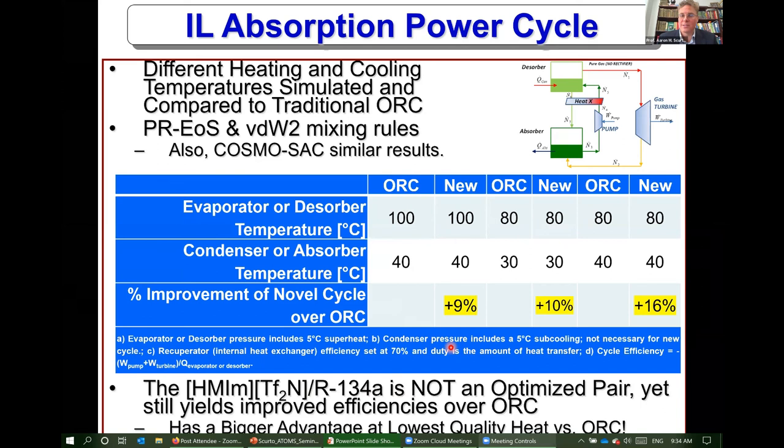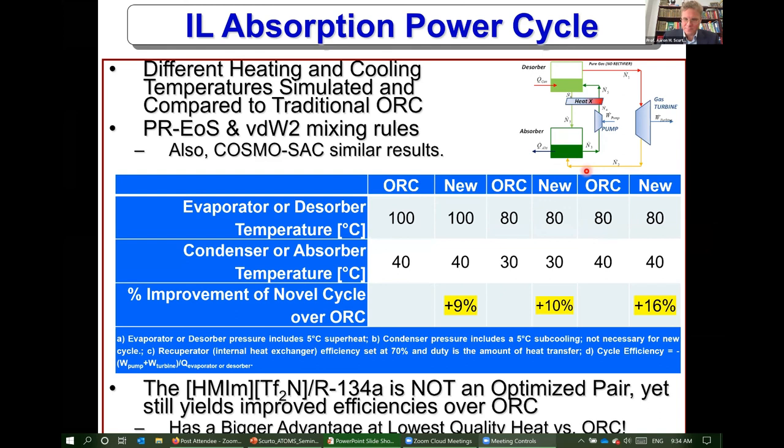We look at a variety of other different conditions, and it seems that the lower the quality heat and the lower the cooling capability is, the better this system seems to work. So we're encouraged that we might be able to put a system like this into place using very low quality heat that might currently just be released into the atmosphere because it doesn't seem to fit with our traditional ORC, organic Rankine cycle, but we might be able to use this with an ionic liquid.